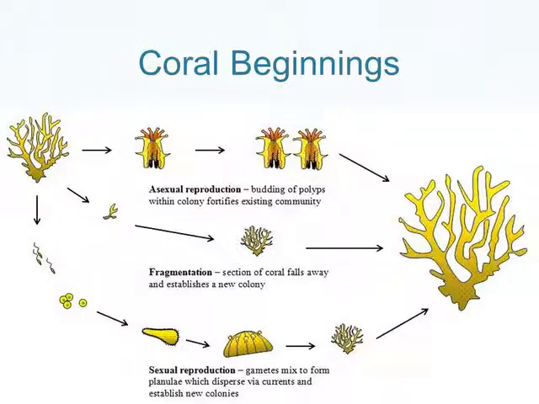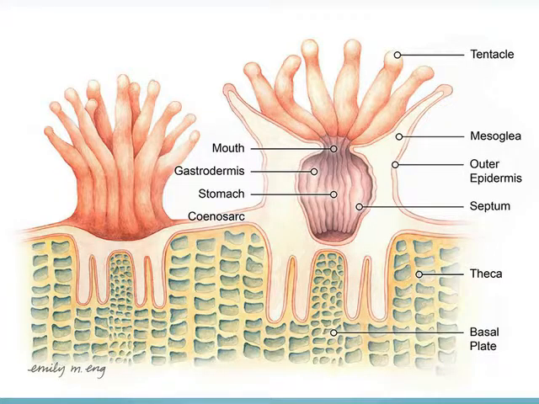So here is the main structure of a polyp. You can see the polyp itself sits on what's known as a basal plate, and that's where it grows from. So it deposits calcium carbonate there at the basal plate, and it sits on top of the theca. The theca is basically just a calcium carbonate skeleton.